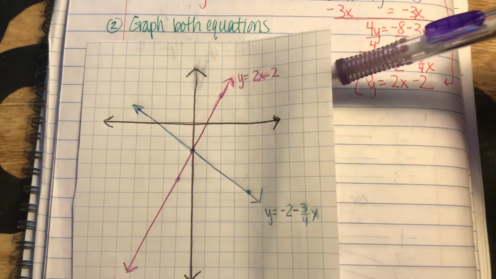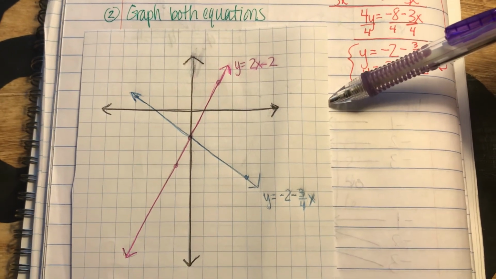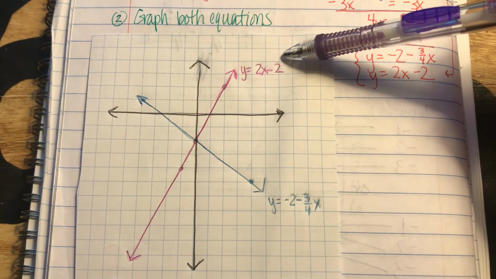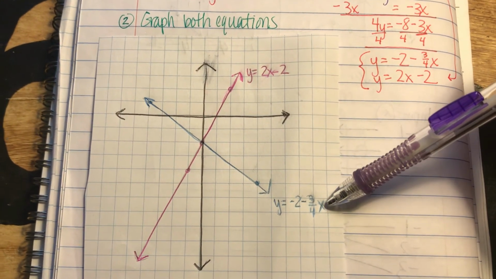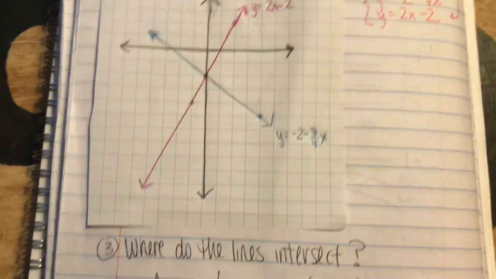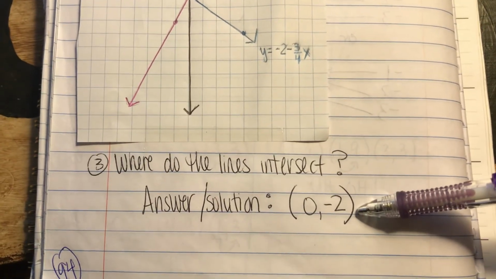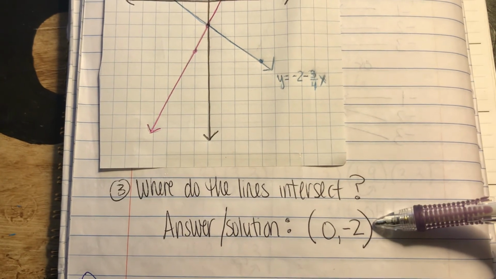You don't have the graph paper in your guidebook, but you could just sketch the graph because you get the idea. Here's the 2x minus 2, and here's the negative 2 minus 3/4 x, and you can see where they intersect. So step number 3, where do the lines intersect? And that's the solution to the system, or the answer to the problem. 0, negative 2 is where they intersect.